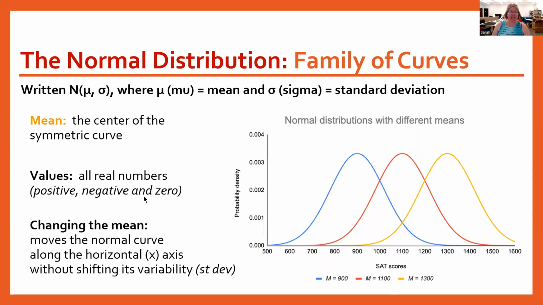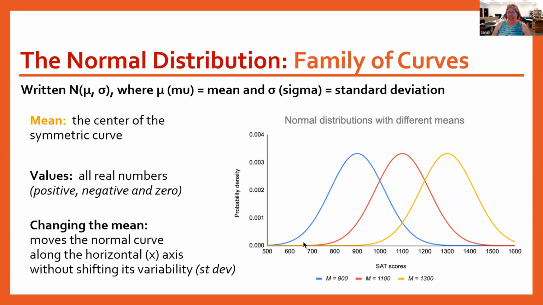Okay, so the mean is the center of the symmetric curve. The possible values you can use for a mean are all real numbers. So positive numbers, negative numbers, or 0 are all fair game. Changing the mean is going to move the normal curve along that horizontal axis. It'll still have the same height and same spread. All it does is shift it left and right.